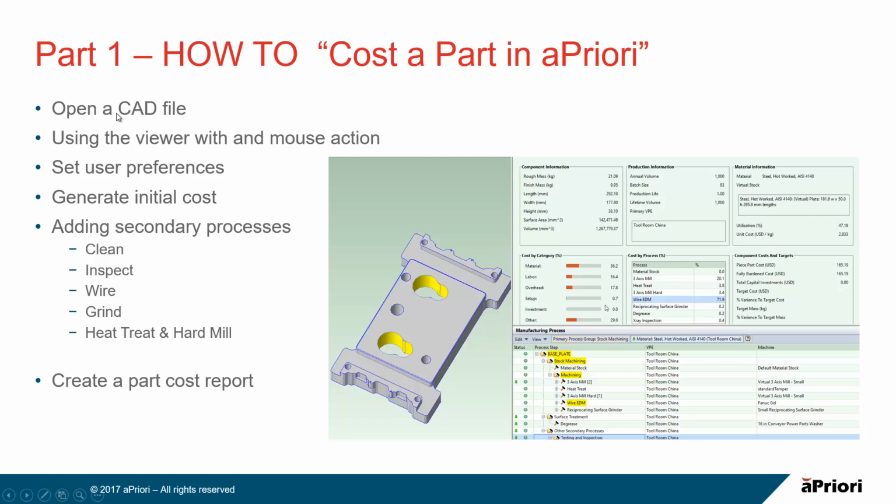We start by opening a CAD file, then I'll show you how to use the viewer with the mouse action. We'll set some user preferences. We're going to generate an initial cost. We'll add some secondaries, which are cleaning, inspection, wire, grind, heat treat, and hard mill, and then we'll create a part cost report.